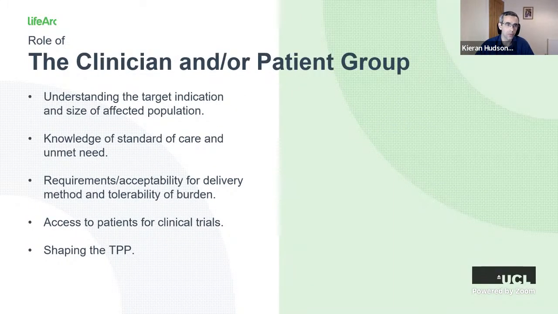So in terms of building out the team, you need expertise in the patients, which can come from clinicians and/or from patient groups. So someone who understands the target indication, the disease you're trying to treat, and the size of the affected population. They know what the standard of care is, so they know where the unmet need is. They know what the requirements are for a new treatment to really make a difference, and what the limits are in terms of what patients will accept based on what their quality of life is like and the changes that are possible.